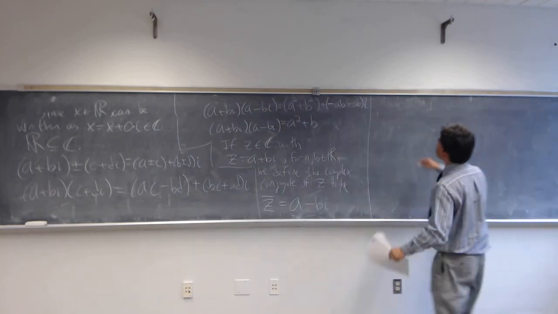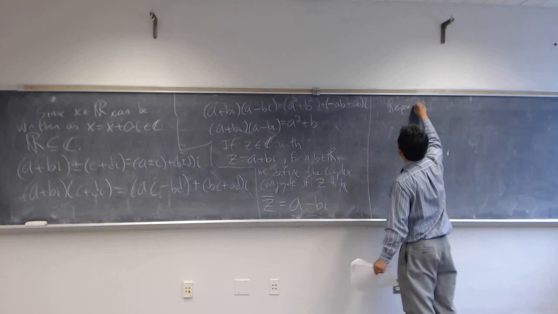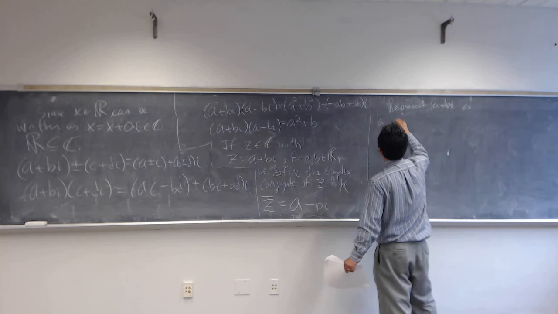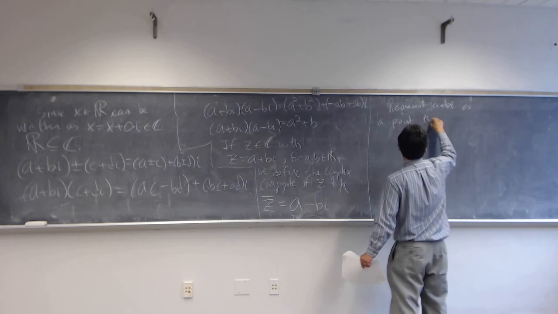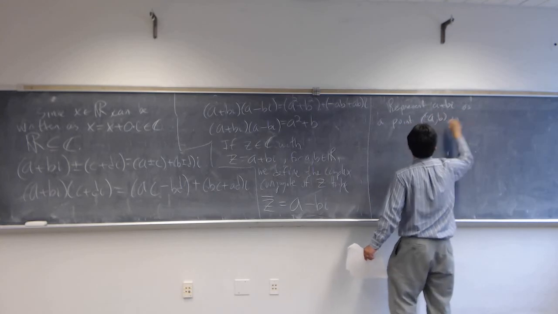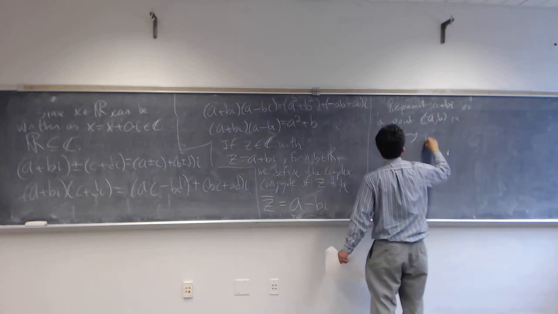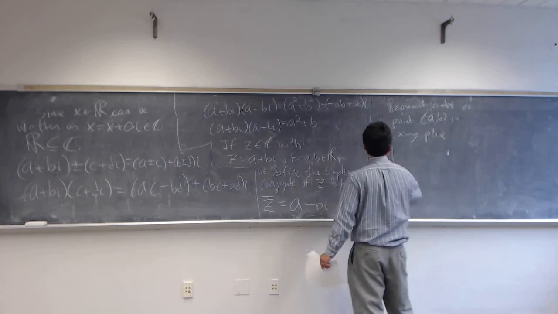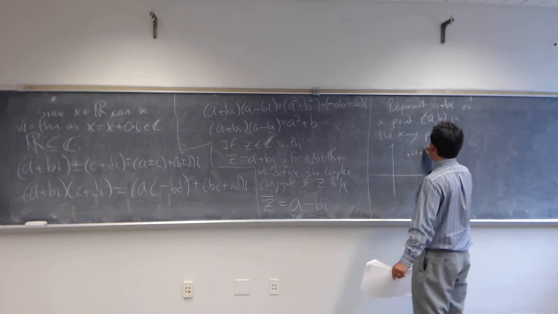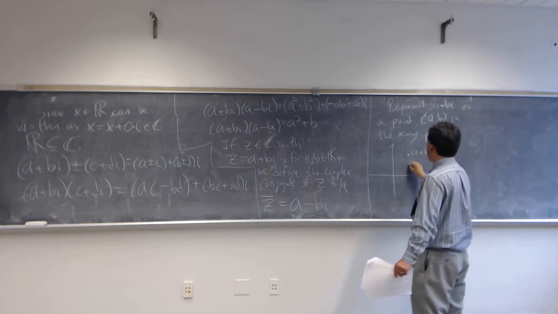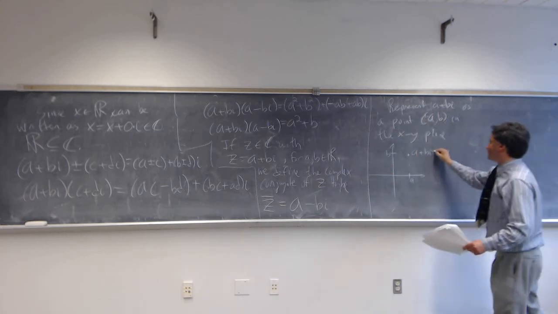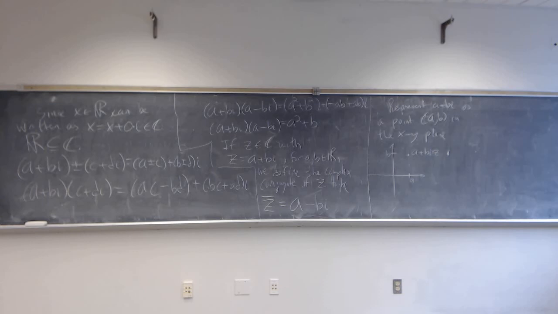You can represent a plus bi as a point (a, b) in the xy plane. So this is some number a plus bi, which is z. That's a, and that's b. So that would be how you would represent a complex number.